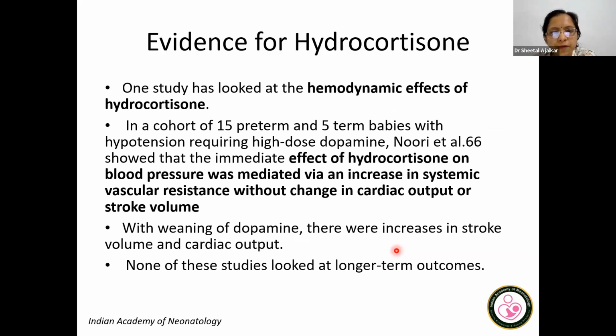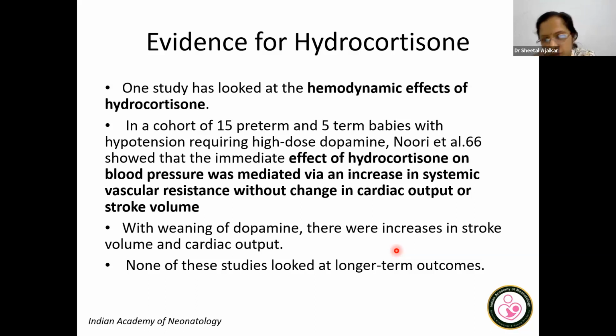In a cohort of 15 preterm and 5 term babies with hypotension requiring high dose of dopamine, Nouri et al. showed that the immediate effect of hydrocortisone on blood pressure was mediated by increase in the systemic vascular resistance without change in the cardiac output or the stroke volume. So hydrocortisone has upregulated the catecholamine receptors in the peripheral vascular circulation, and that has increased the systemic vascular resistance and increased the BP, without change in the cardiac output or stroke volume. So it has not acted on the heart, but it has acted on the periphery. So this was the hemodynamic effect of hydrocortisone, studied by Nouri et al.